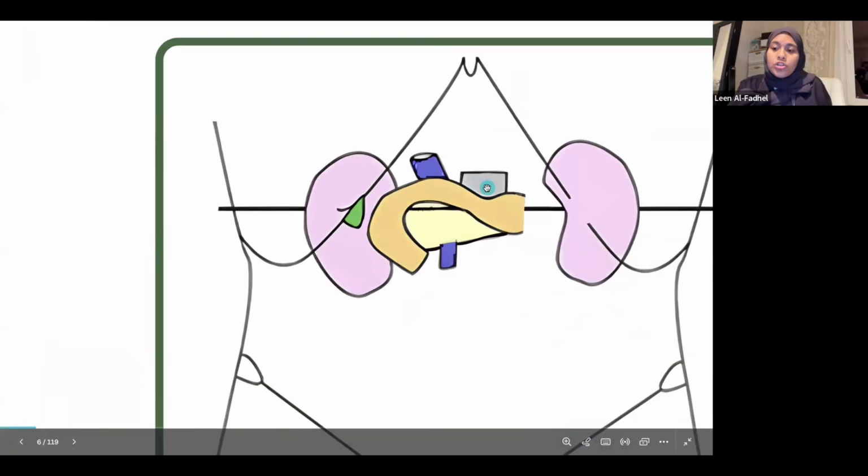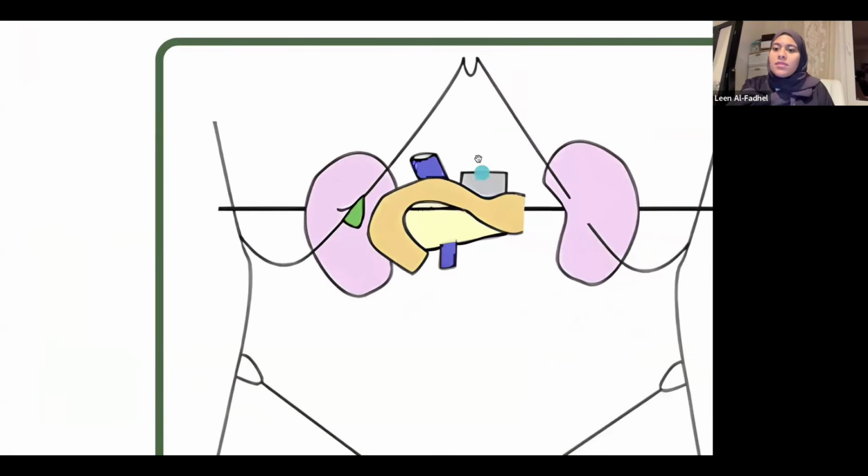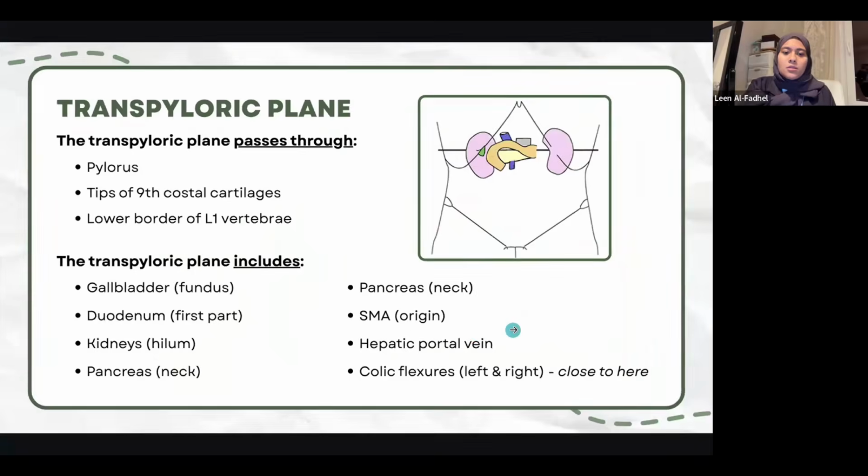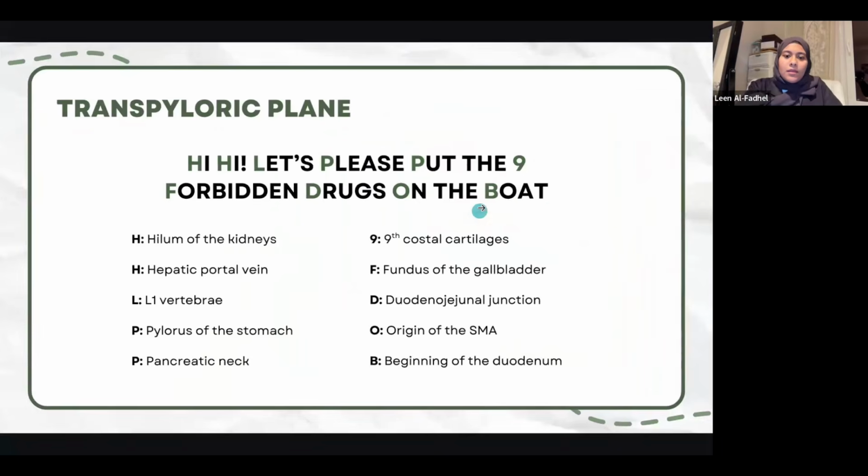Drugs on, origin of the superior mesenteric artery. That artery, we're also going to see it in the upcoming slide. And boat, which is beginning of duodenum, okay? So memorize this.